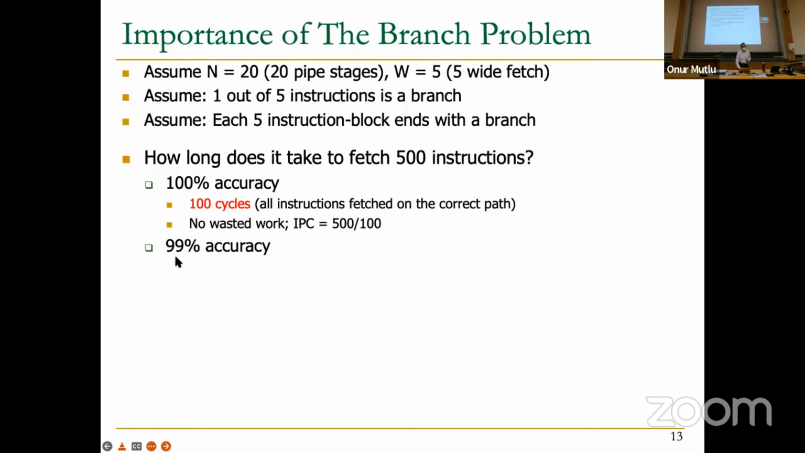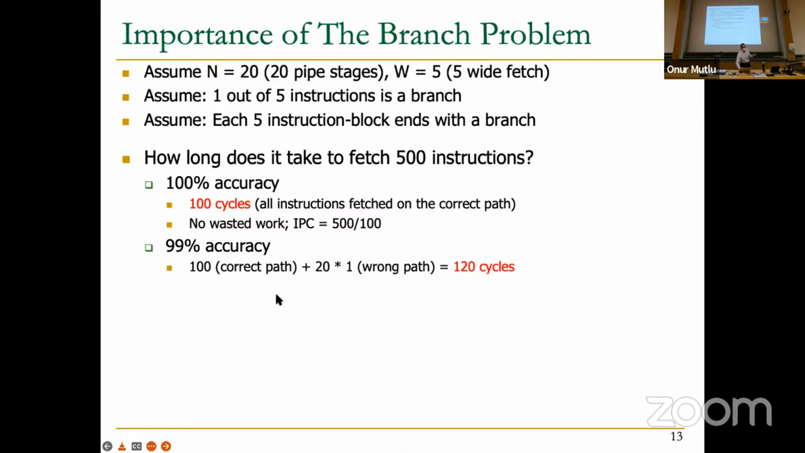So if your accuracy is 99%, which is a really good accuracy, actually, for branches, now we have 500 instructions. 1 out of 5 is branches, so we have 100 branches. 1 of them is mispredicted. Only 1 is mispredicted in the 500 instructions, meaning that 1 time in the fetch of these 500 instructions, we're going to waste 20 cycles, right? Because n is 20, okay?